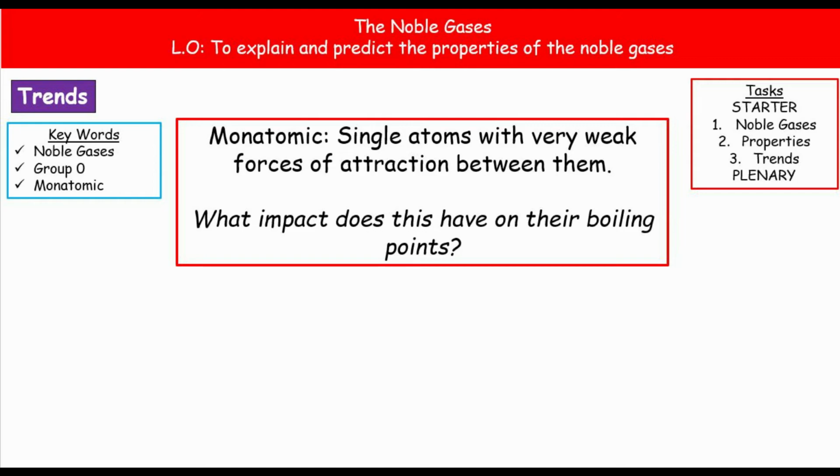Monatomic, if we break that word down to mon, or we can add the extra O in there to mono, which means 1, and atomic, atom. So what we're talking about here with a monatomic structure is a single atom. And those single atoms have very weak forces of attraction between them. So write that definition for monatomic down for me. Obviously, if you didn't get it already, if you did, then just give yourself a lovely tick. And then see if you can explain what impact this would have on their boiling points.